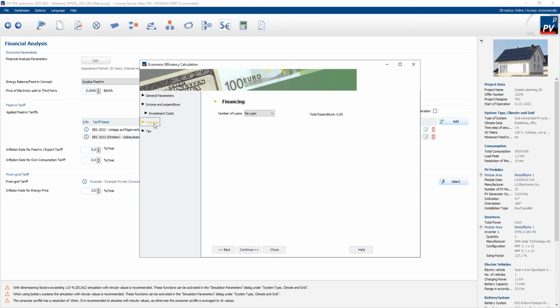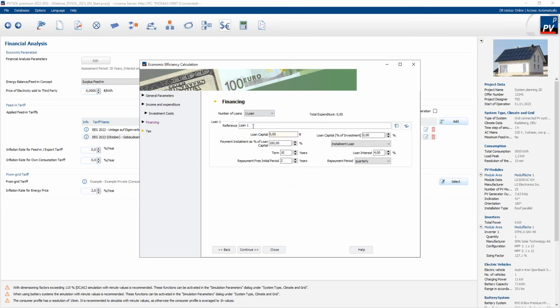Now we come to the financing. We would like to finance our system. Up to 3 loans in parallel are possible. We have only one loan with 100% loan capital. We have a free initial period of 2 years. The term is 10 years, and the loan interest should be 3%. And we would like to pay it back quarterly. Further options are monthly, half-yearly, and yearly.